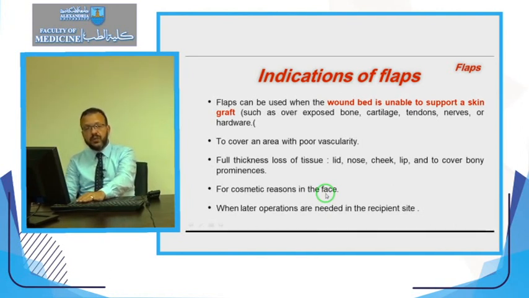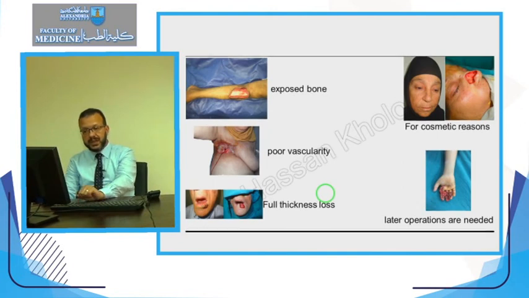like the tendons, so we have to use flaps in this condition. And these are several examples of what we have spoken about. This defect has an exposed bone without periosteum. I cannot apply a graft here, so I have to reconstruct it with a flap.